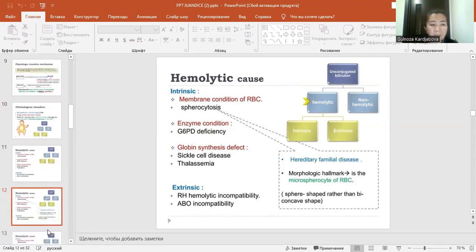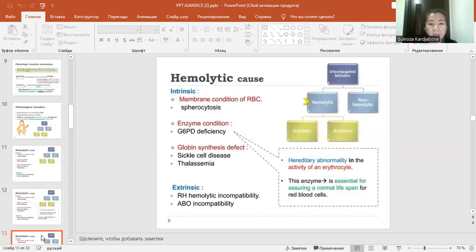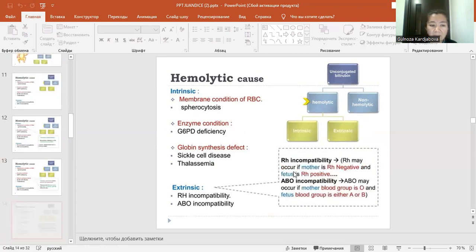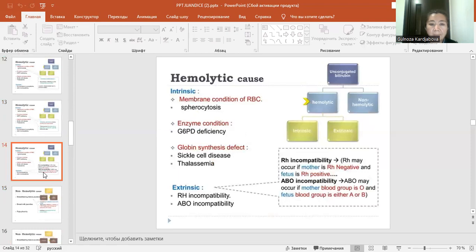Let's discuss the next type. The next type is the enzyme condition, G6PD deficiency. It is hereditary, also an abnormality in the activity of erythrocytes. The enzyme is essential for assuring a normal lifespan for red blood cells. Hemolytic causes, extrinsic causes.